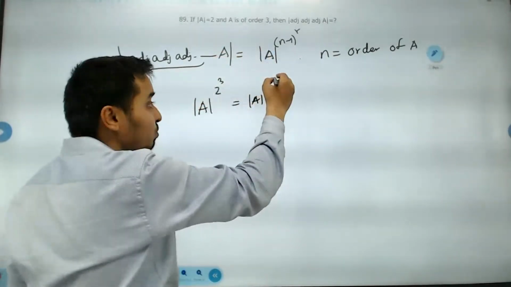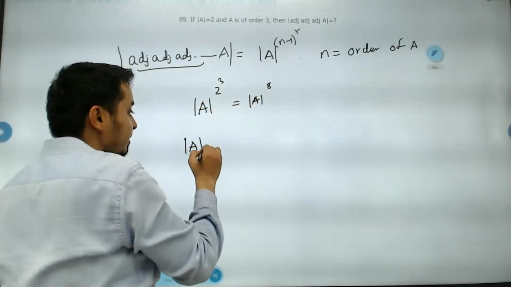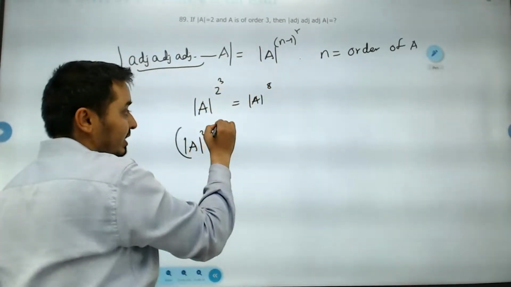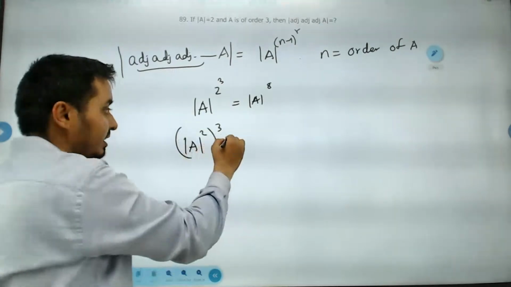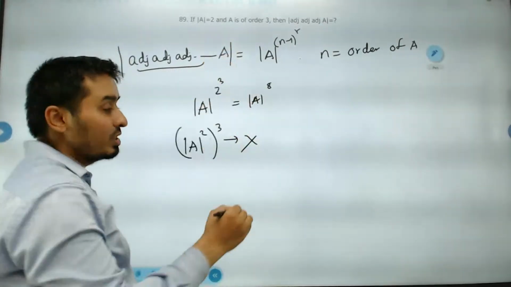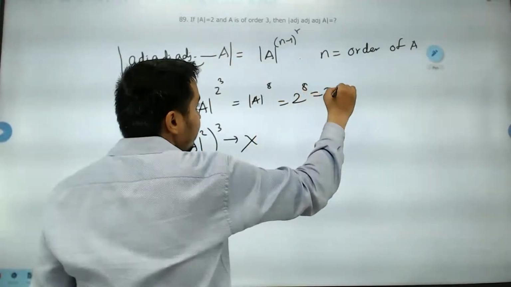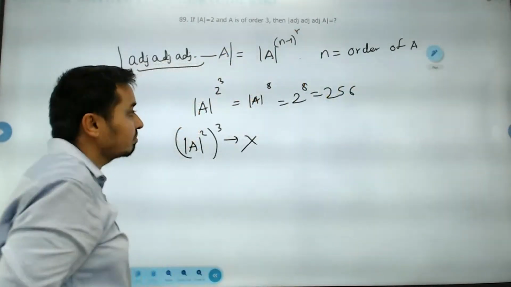So this is 2 cubed, which is 8. It would not be this. Please keep in mind you will not be multiplying the powers here. This is wrong. Fine, so it would be det A raised to 8, and det A is 2 here. So this is 2 raised to 8, which is 256.